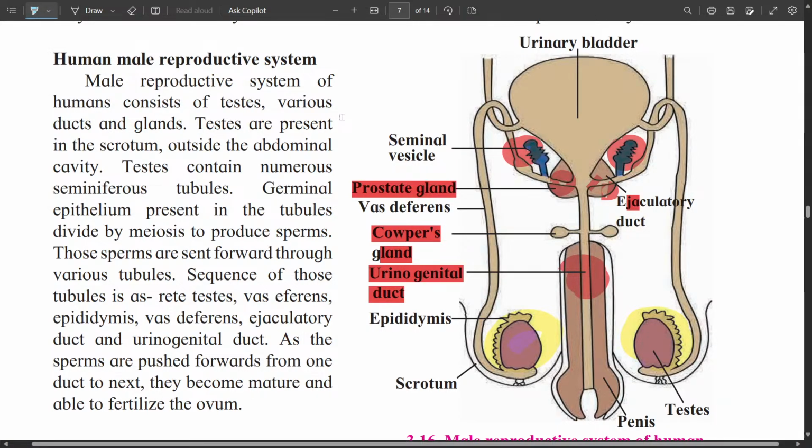The testes contain numerous seminiferous tubules. Germinal epithelium present in the tubule divides by meiosis to produce the sperm cell, that is the male gamete. Those sperms are sent forward through various tubules. The sequence of these tubules is rete testis, vasa efferentia, epididymis, vas deferens, ejaculatory duct and urinogenital duct. As the sperms are pushed forward from one duct to the next, they become mature and able to fertilize the ovum.